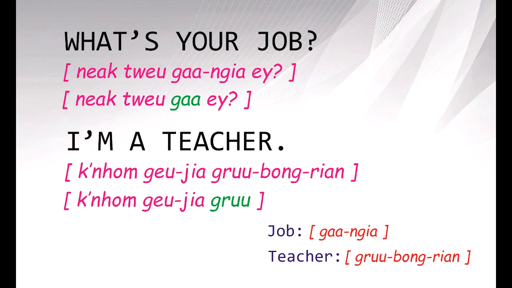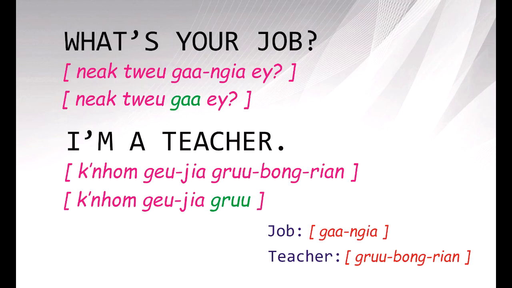So in this sentence you have one more option to say. You just say khnyom kru bang rian. You see? No need to say kư chìa. You can silent to be. So just say khnyom kru bang rian or khnyom kru. And below is the vocabulary for the word job and teacher. So job in Khmer we say kangia, and teacher kru bang rien, or just say kru.